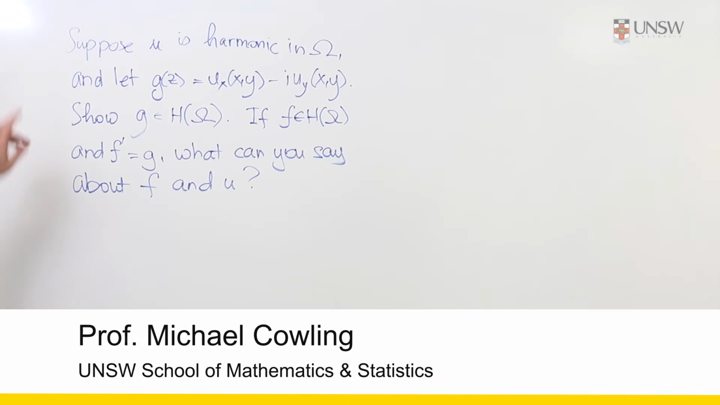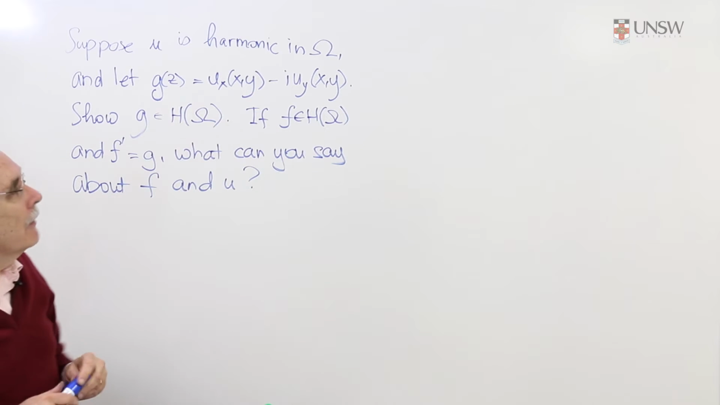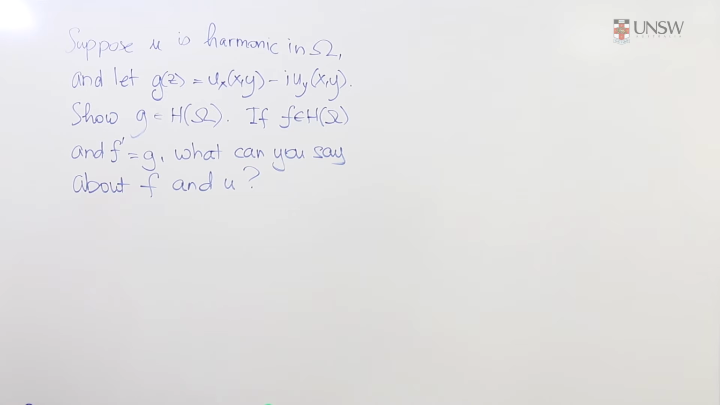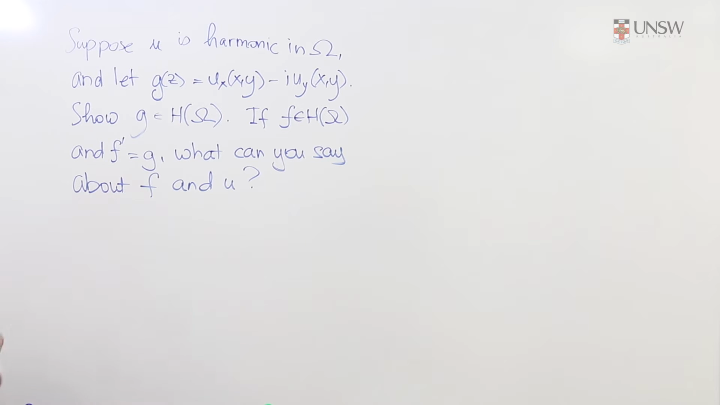So here's the problem. We've got a function u which is harmonic in a domain omega, and we let g of z be the partial derivative of u with respect to x at (x,y) minus i times the partial derivative with respect to y of u of (x,y). We have to show that g is a holomorphic function. Then we ask, if f is a holomorphic function whose derivative is g, what sort of relation is there between f and u?